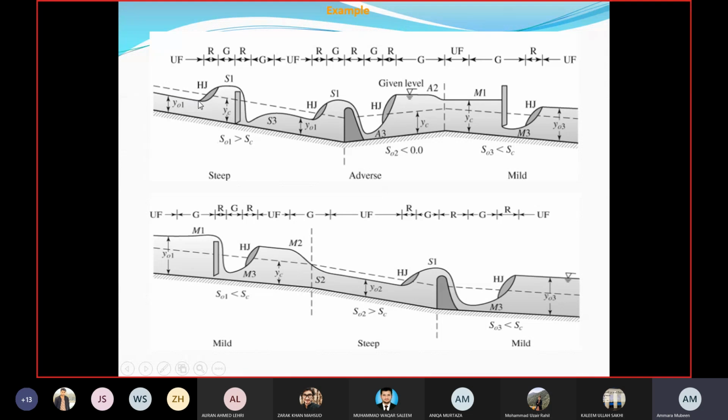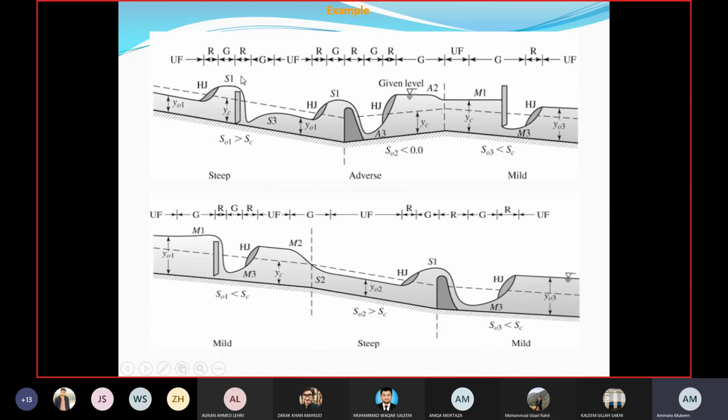Whenever the flow changes, like you have to sketch here, whenever there is a control section, there would be gradually varied flow either upstream or downstream. Just remember that. So how would the flow be varying upstream of the control section?